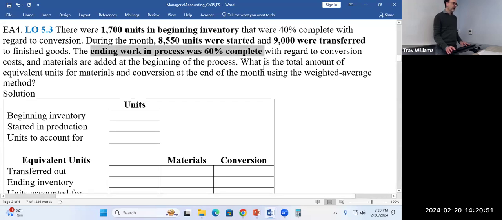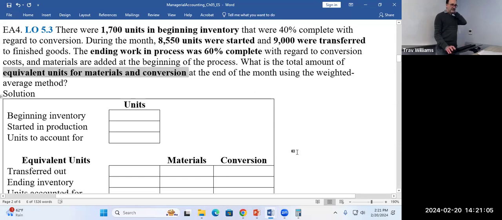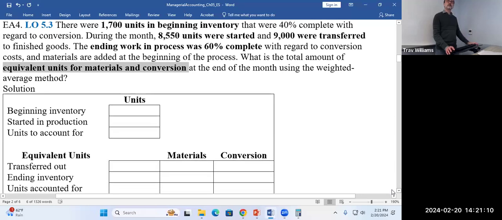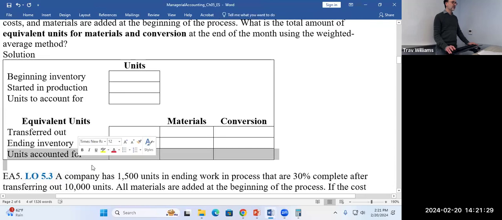Okay. And then we have to figure out the total amount of equivalent units for materials and conversion. The equivalent units for materials and conversion at the end of the month. Okay. So I think you can do this. I have confidence in you. So we're gonna start here by filling in what you know. Beginning inventory, how many units they started. That'll give you total units to account for. And remember that that is going to match units accounted for here, right?